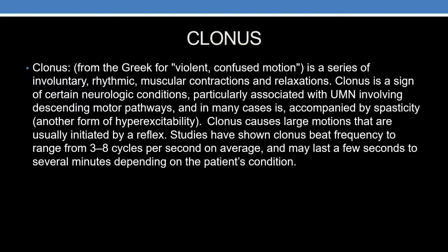Studies on clonus have shown that the rhythmic oscillations of one cycle range from about 3 to 8 cycles per second, and the whole cycle of clonus may last from a few seconds to even several minutes, depending upon the patient's condition.